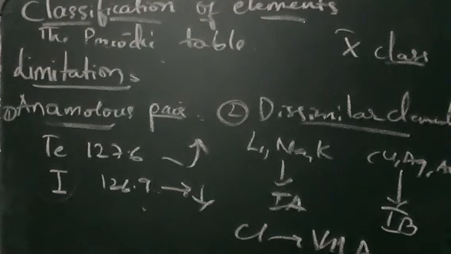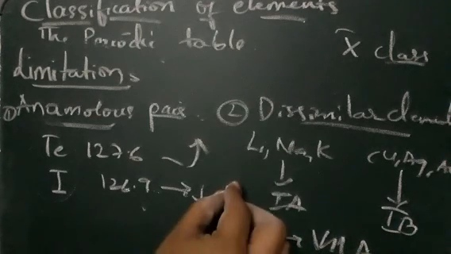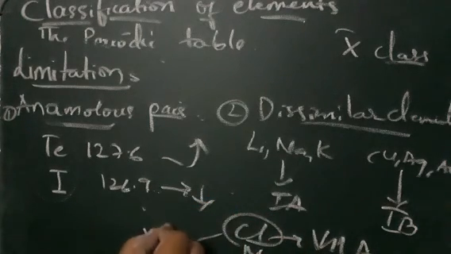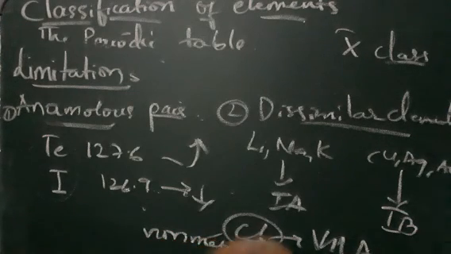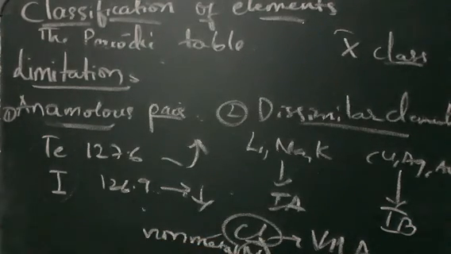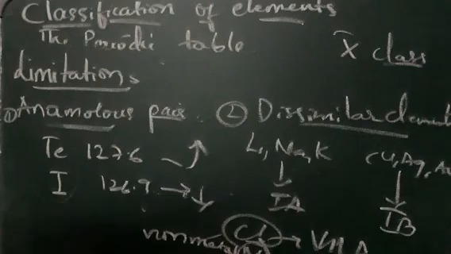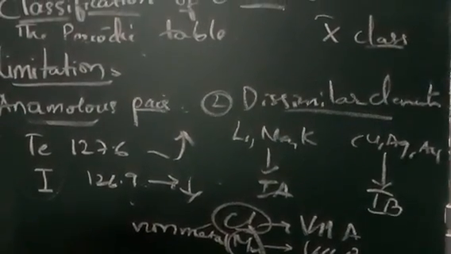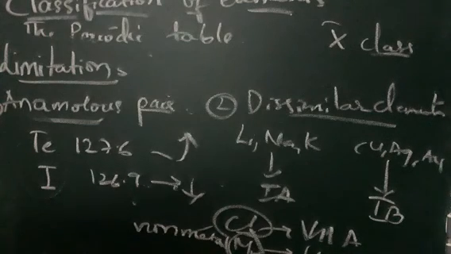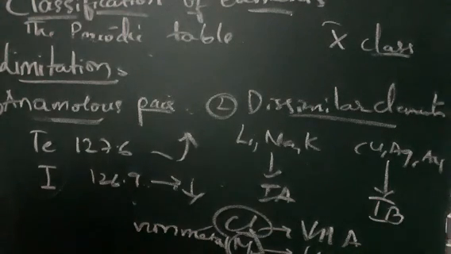But chlorine is a non-metal, whereas manganese is a metal. So there were some dissimilar elements placed up and down, and corrections had to be made. What happened later is that it was corrected, and we got the modern periodic table that we'll be learning in our next class. The modern periodic table is nothing but the periodic table which we are using now.